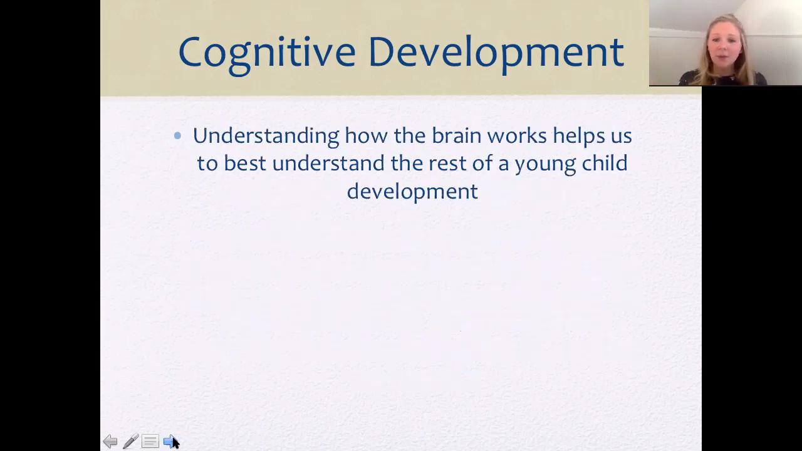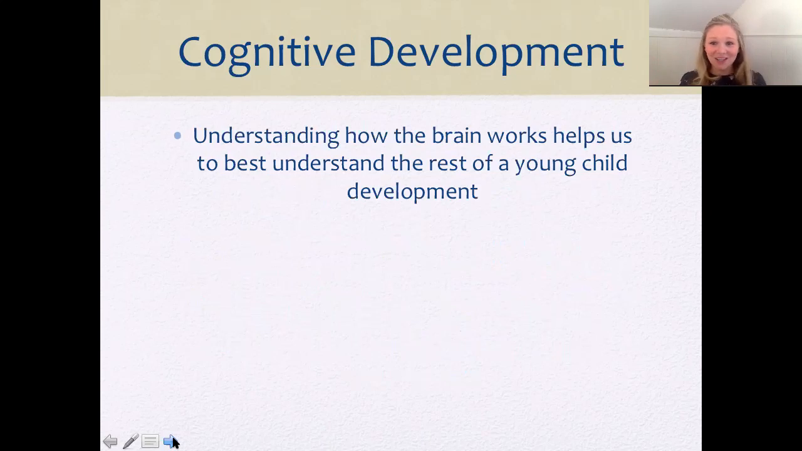So understanding how the brain works helps us to best understand the rest of a young child's development. I'm having trouble reading my own slides. I don't know why. But anyway, as we go into March, we're going to break down the brain a little more.